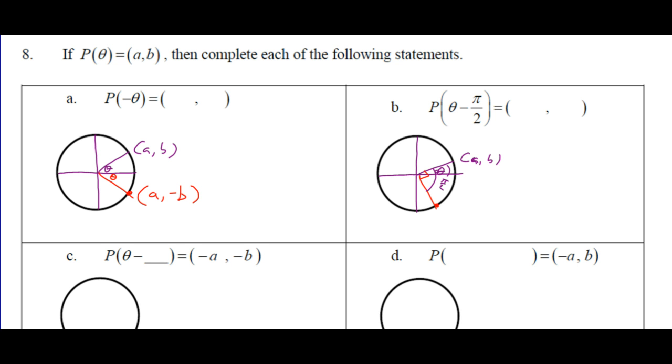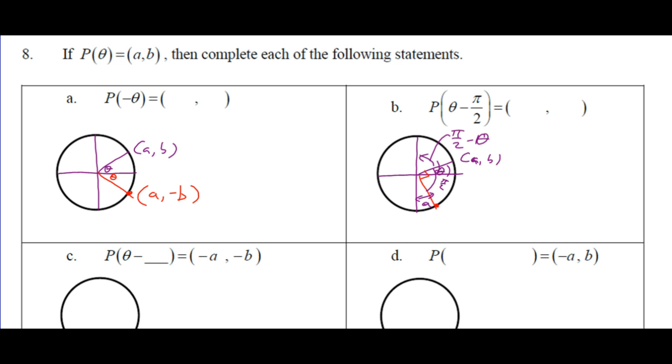So what do we need to know? If that's pi over 2, then these two angles here must also add up to pi over 2, right? What's this angle in here? It's going to be pi over 2 minus theta. This angle here is pi over 2 minus theta. So what's this angle here? Theta. You see why it's theta? Let's call it A for now.